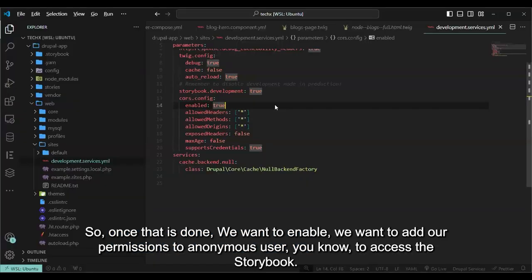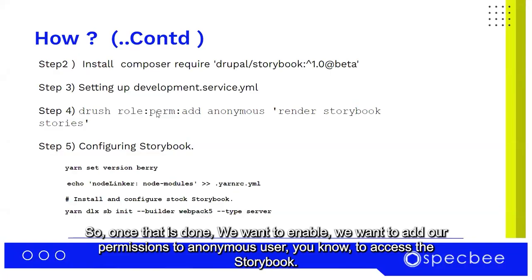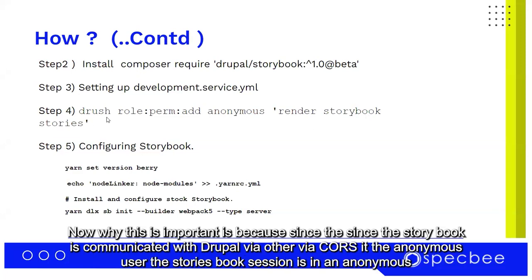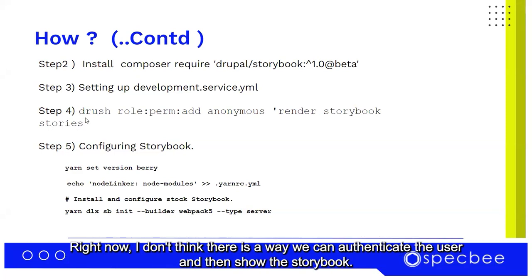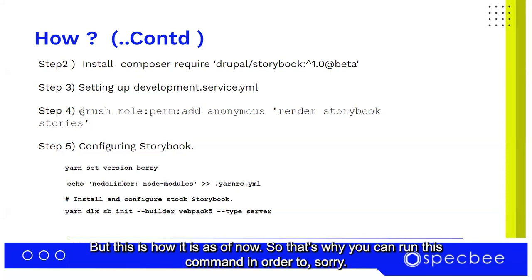Once that is done, we want to add permissions for the anonymous user in order to access Storybook. Why this is important is because Storybook communicates with Drupal via CORS, so the Storybook session is an anonymous session, and the Drupal that you are using is also using the anonymous session, because in terms of local development, it cannot communicate with authentication. Right now, I don't think there is a way we can authenticate the user and then show Storybook, but this is how it is as of now.